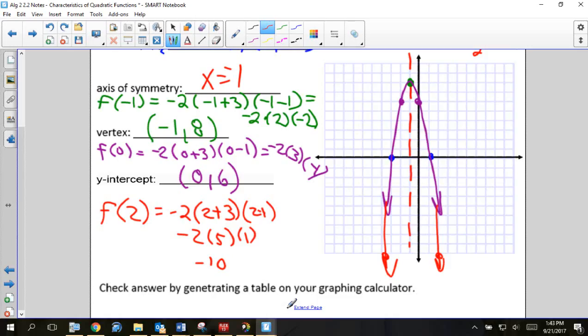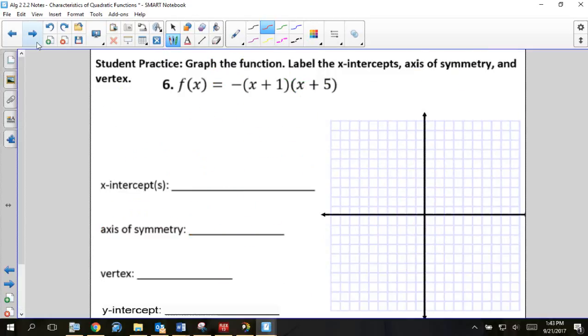All right, let's do the next example. Let's do this one. So we're going to do this one together, and then I'm going to have you do the last one by yourself. So the very first thing we need to do is find the what? I didn't give you lines. What should we find first? The x-intercepts. When it's in the intercept form, let's find our x-intercepts first.